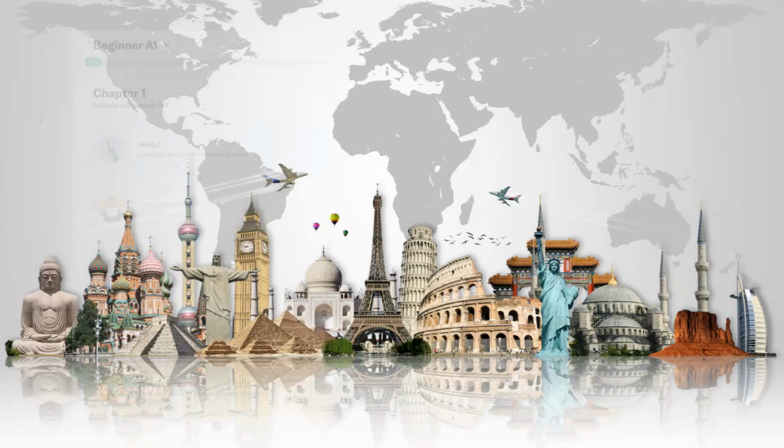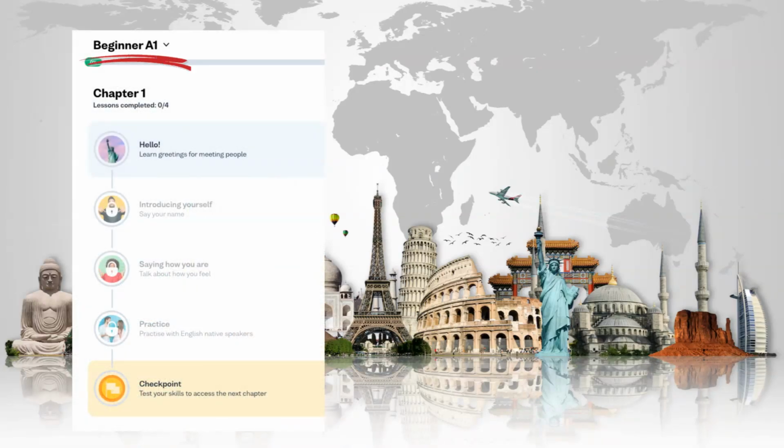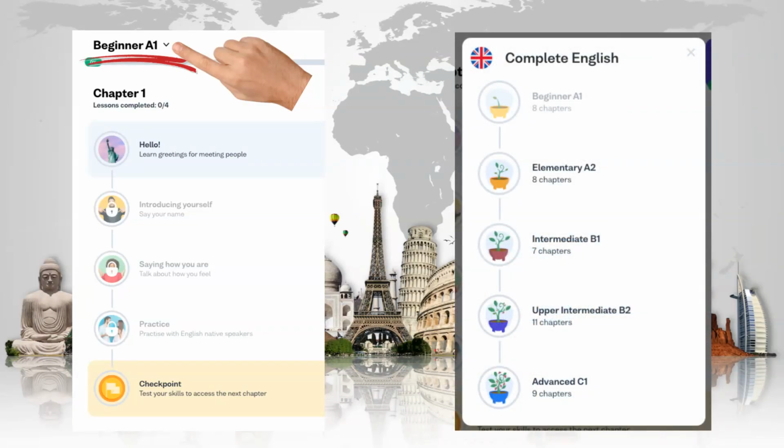The first screen gives you Beginner 1. This is where you can change the level you study. Click on the down arrow next to Beginner 1 and you will see this screen. Here you can choose a level that may suit you better.